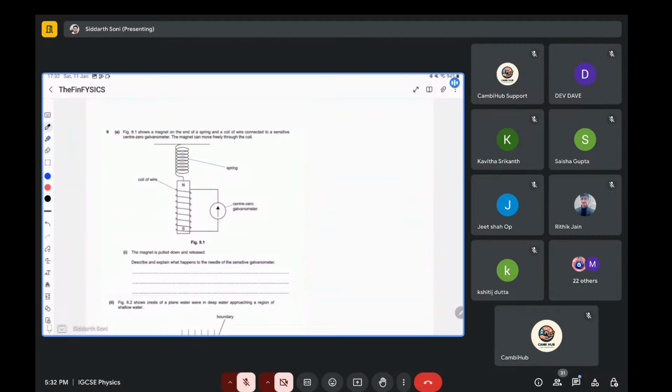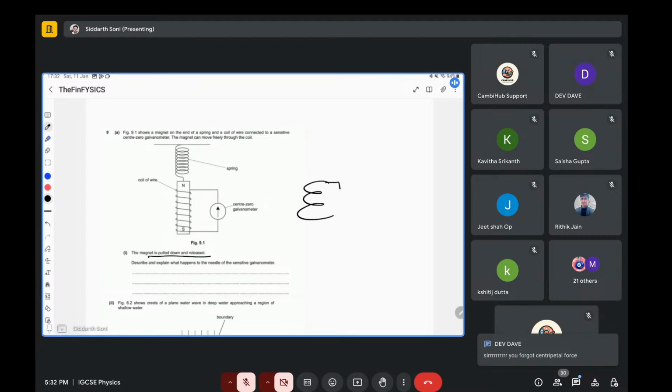Electromagnetic induction: what you need to know is whenever you have a moving magnet next to a coil or any conductor, or vice versa, EMF is induced. Are we clear? So when you pull the magnet down and release it, what will be the motion of the spring? It's going to oscillate, correct? Vertically up and down, which means your coil is fixed.